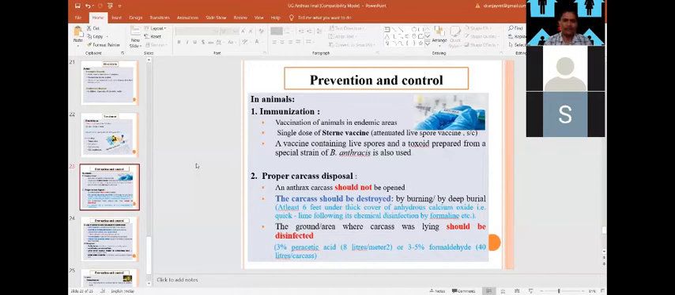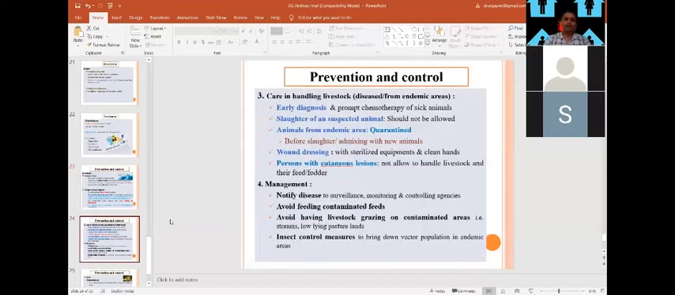Proper disposal of the carcass. Anthrax carcass should not be opened. The carcass should be destroyed either by burning or disposed of by deep burial, at least 6 feet under a thick cover of calcium oxide, or quicklime, followed by chemical disinfection with formalin. The ground or area where the carcass was lying should be disinfected, or the whole premises of the farm where the animal died. Disinfection may be performed by spraying 3% peracetic acid or 3 to 5% formaldehyde solutions.